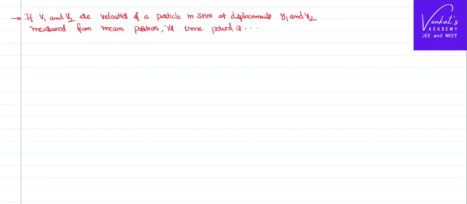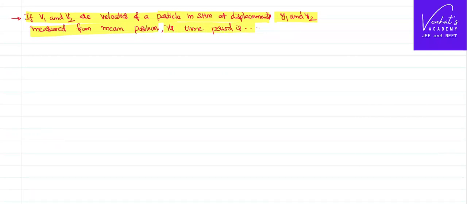In this video, we are solving a problem of simple harmonic motion. Let us see what the problem is. If v1 and v2 are the velocities of a particle in simple harmonic motion at displacements y1 and y2 measured from the mean position, what is its time period?